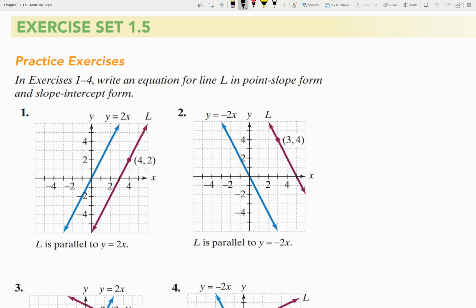All right, and that was section 1.5, more on slope.